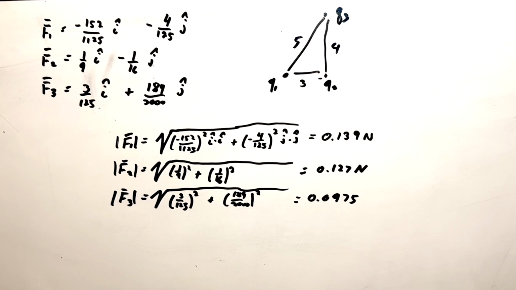Let me just double check, make sure my diagram is right. Yeah, that's the right diagram. Q1, Q2, Q3. Force on 1 seems to be the biggest.